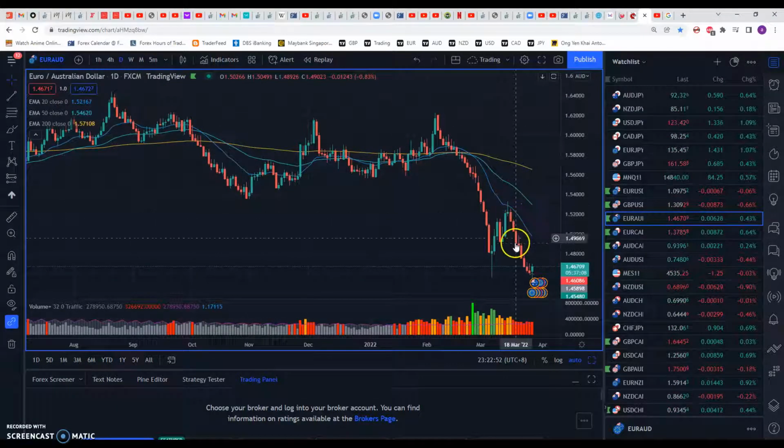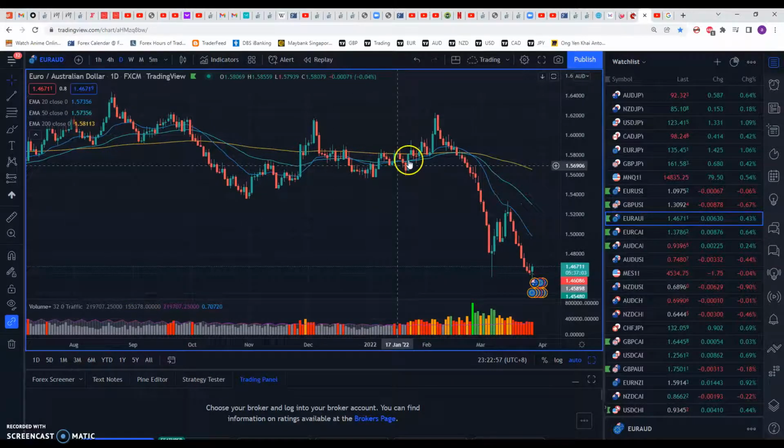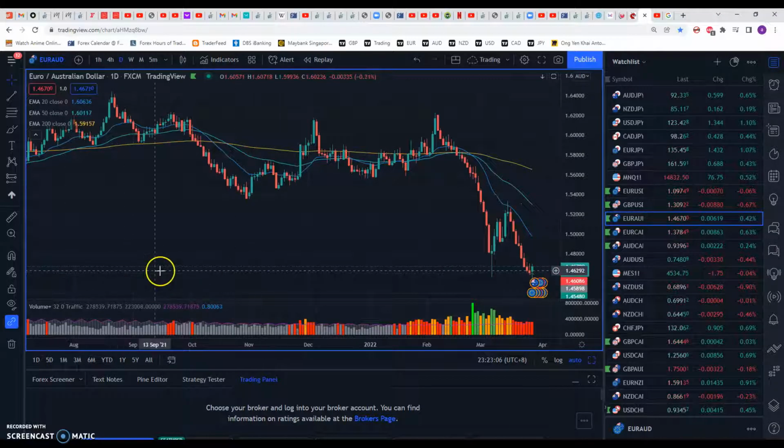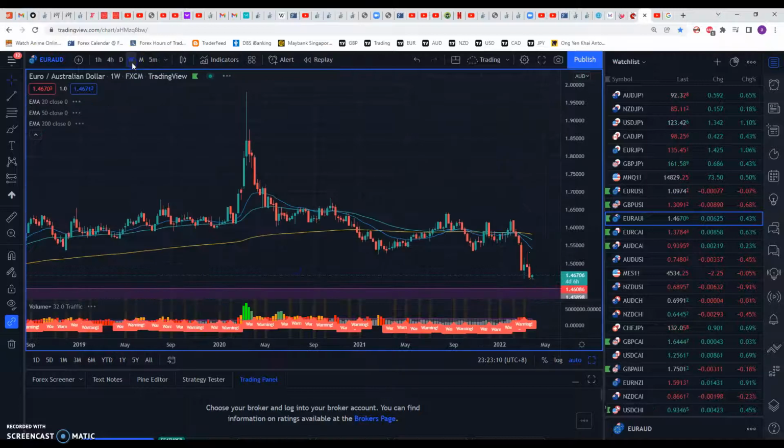Even at the daily, you can see it's kind of ranging on top, and it just broke down strongly with no clear levels towards the left, and then we take it up to another time frame up, which is the weekly.